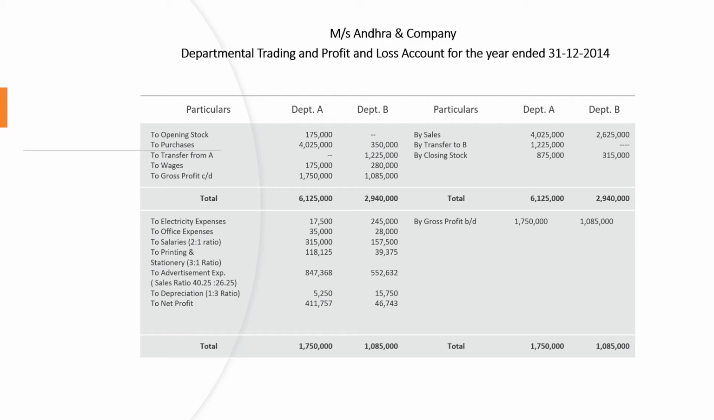You will calculate the gross profit over here, and that gross profit will be brought down. Now expenses: electricity expenses, office expenses, salaries, printing and stationery, advertisement expenses. Advertisement expenses were to be divided in the sales ratio, that is 4025 and 2625. Then depreciation in 1:3 ratio. You have calculated the net profit here.